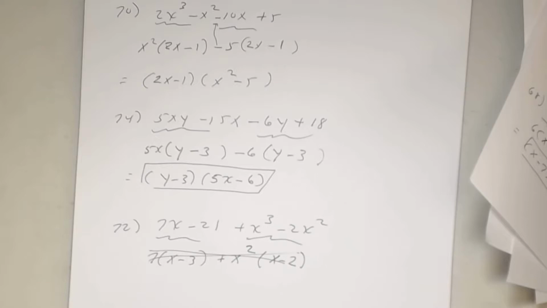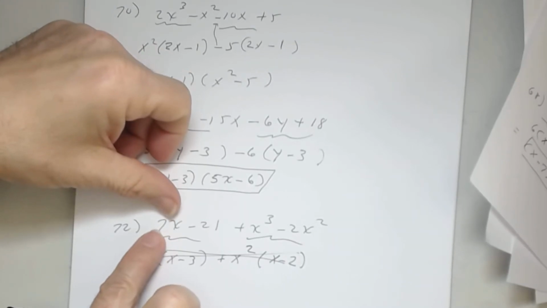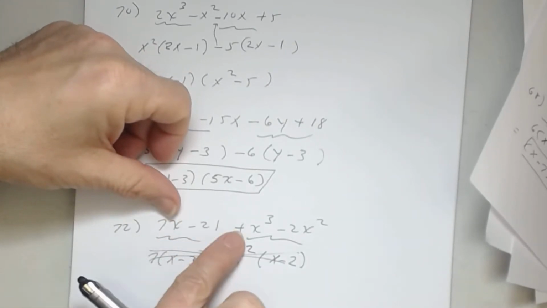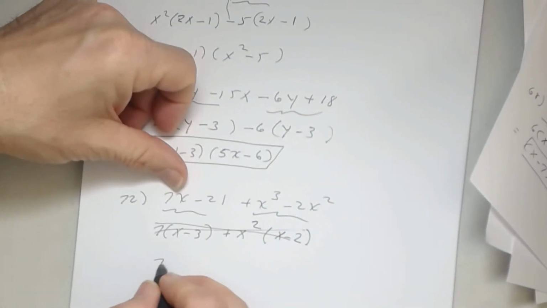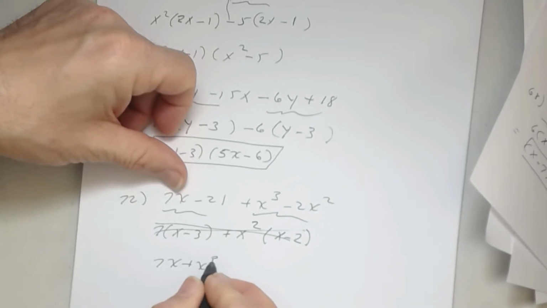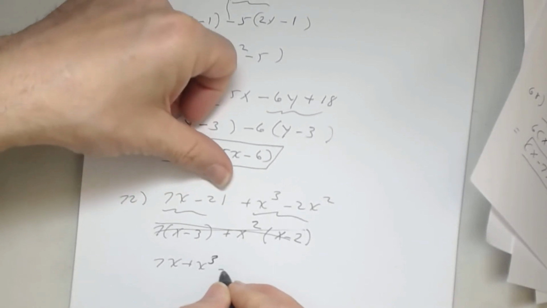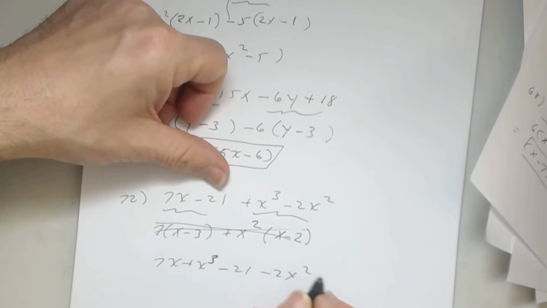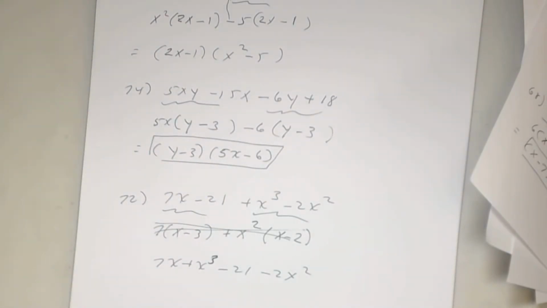If I were to rearrange the groupings, in other words, instead of putting 7x minus 21 first, put 7x plus x cubed. Just watch. X cubed, and then say minus 21 minus 2x squared. See if that will work. See what I did? I just rearranged. I just put them in a different order. Okay. Do the same thing.